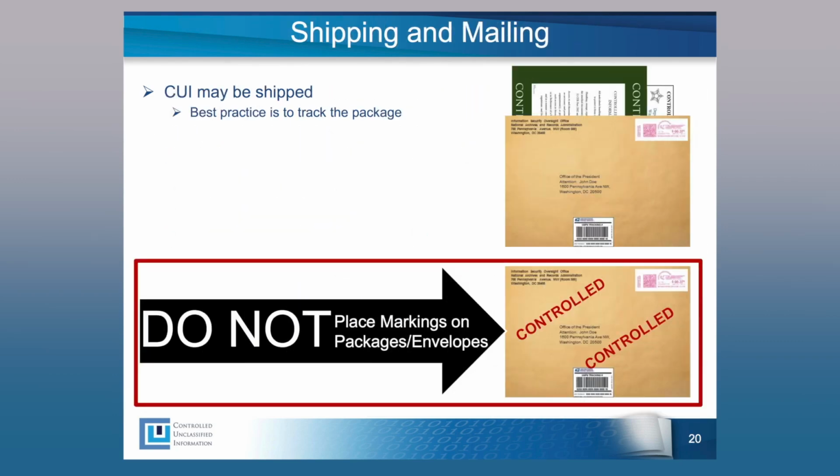Now I'm going to talk about mailing CUI. CUI can be shipped through interagency mail systems, USPS, or other commercial delivery services. While not mandatory, it is a best practice to use tracking to record the location of the CUI. Furthermore, although the document being mailed itself must be properly labeled, the envelope must not indicate the presence of CUI.